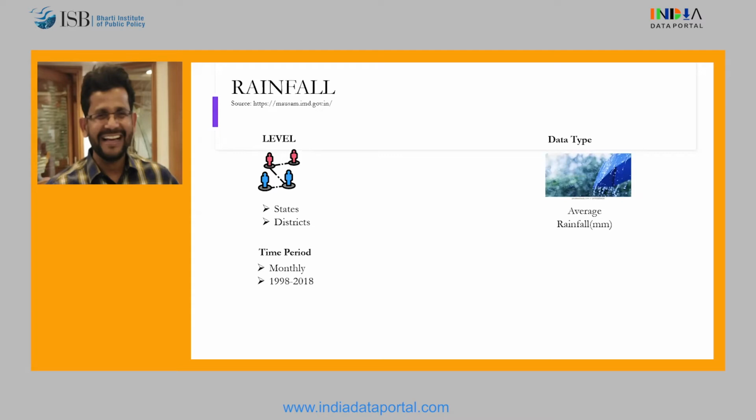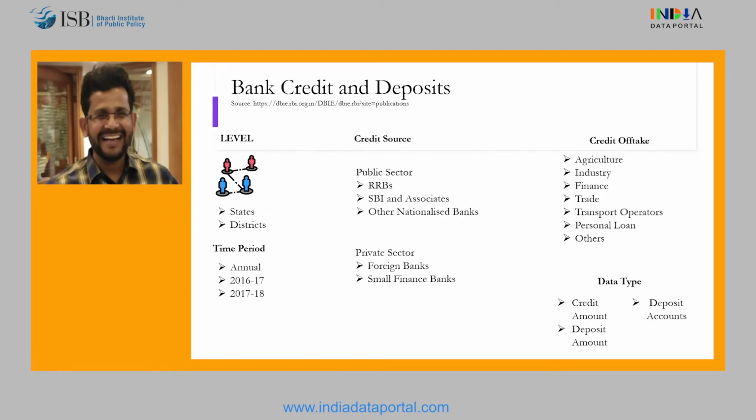So this is very informative for the purpose. After the information about production, soil, and rainfall, you have the credit and deposit data. This data is available from the regional RBI, Reserve Bank of India, database, at the state and district level. And we have the data at present for 2016-17 and 2017-18.